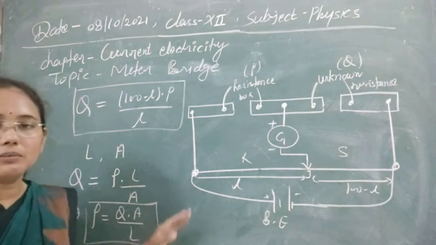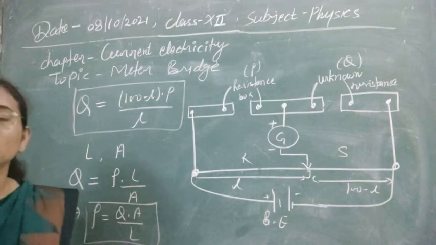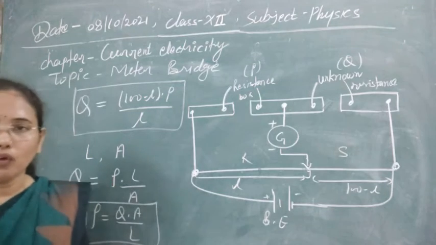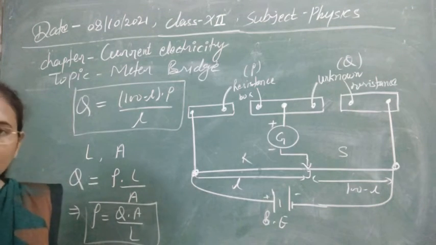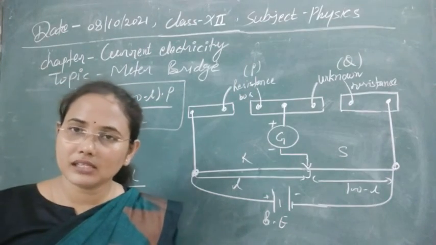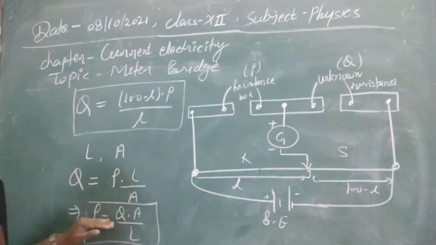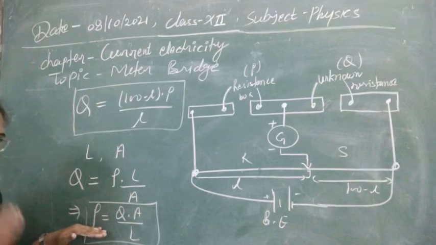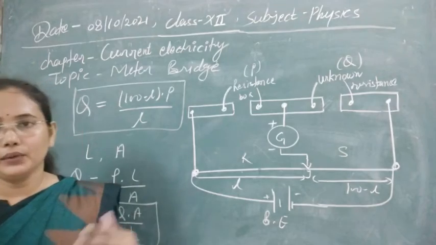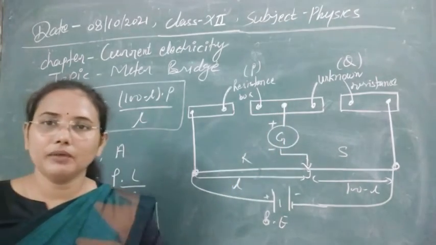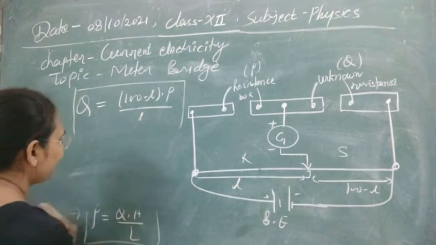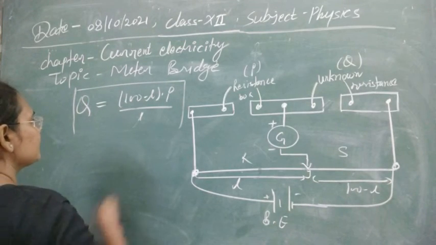Means by using the meter bridge you can also get information about the material. Suppose you don't know what material the wire we are using is made of. By calculating this, you can easily find the value and then, by matching it with the standard chart of resistivity, you can easily say yes, this wire is made up of this material. So this is a very important application of the meter bridge. I think this is now clear.